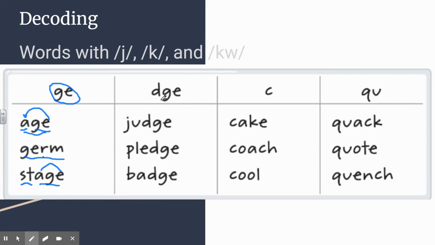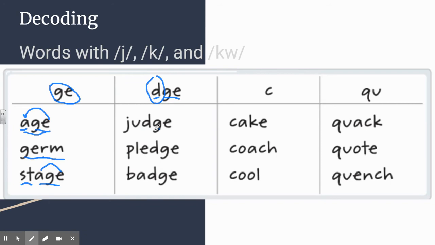Now let's take a look. I have the G here with an E, but I also have this letter D. Now the D in this combination doesn't make a sound. It is a blocker. Do you know what it's blocking? If you said the vowel from the E, you are correct.